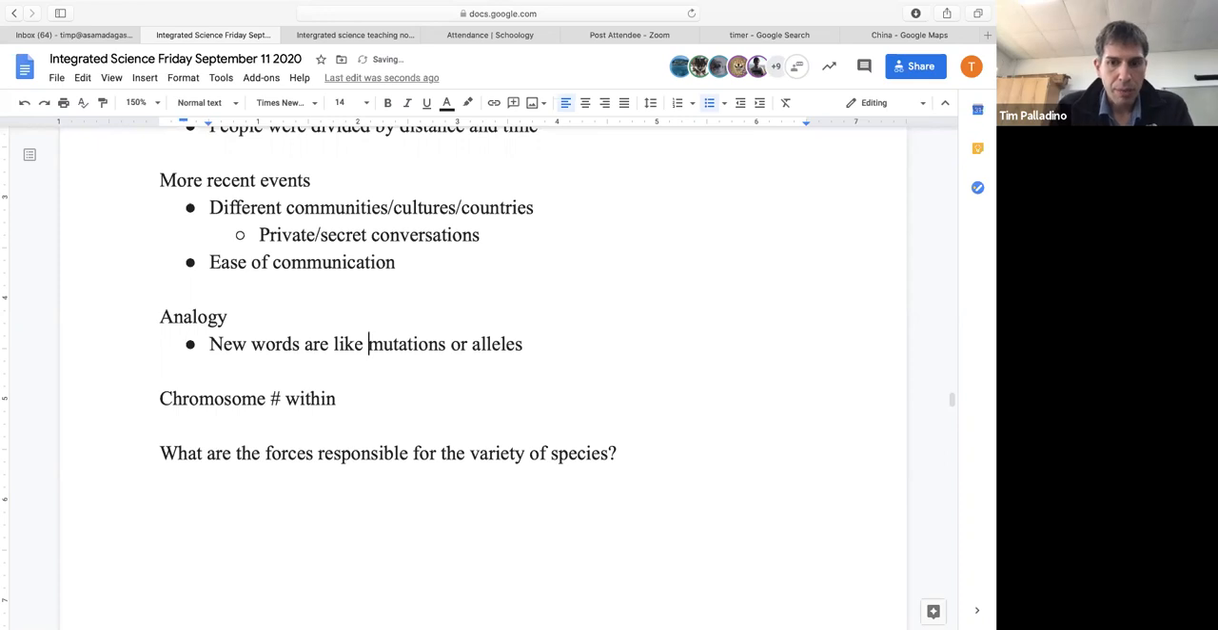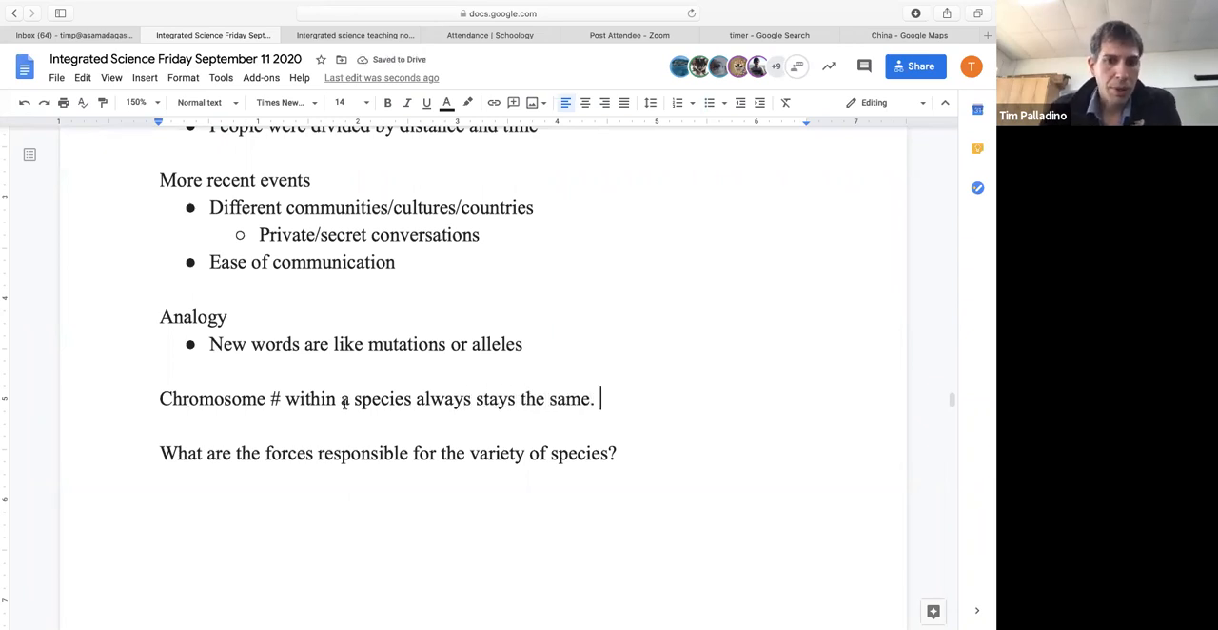So you remember one word could be a gene, but a new variation of that word is an allele. It's a different form of the same word, or a different word for the same object. So the one thing I do want to mention, chromosome number, the number of chromosomes within a species always stays the same.